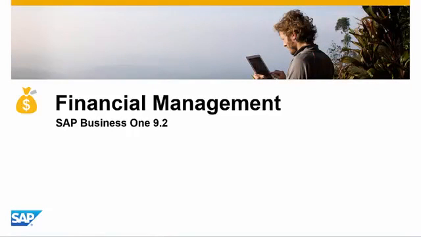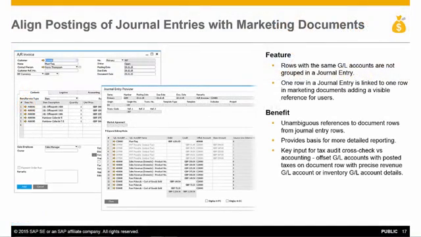We have a number of key topics to highlight under financial management. We have now aligned postings of journal entries with marketing documents, so rows with the same journal ledger accounts are not grouped in a journal entry. One row in a journal entry is now linked to one row in a marketing document, adding a visible reference for users. This provides an unambiguous reference to document rows from journal entry rows. It also provides the basis for more detailed reporting.